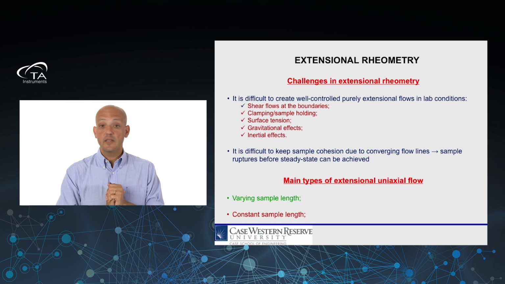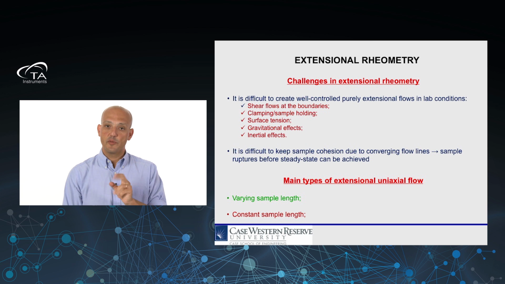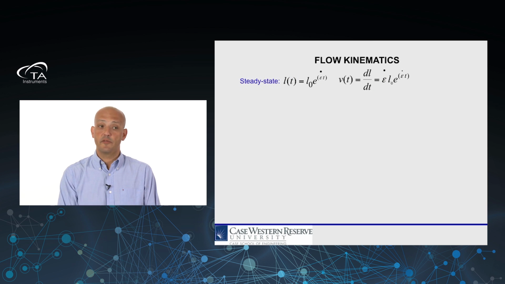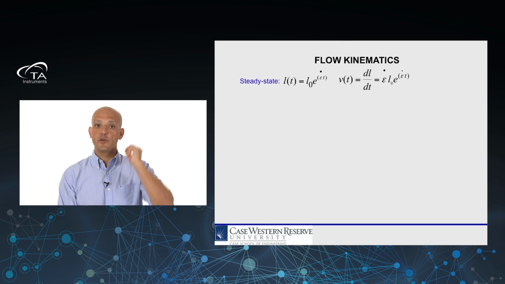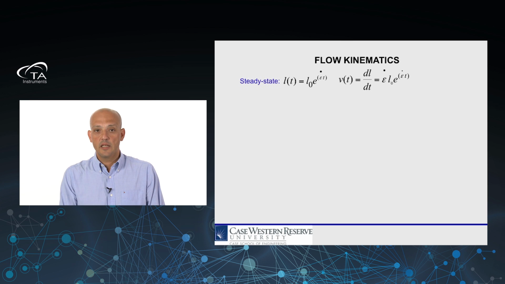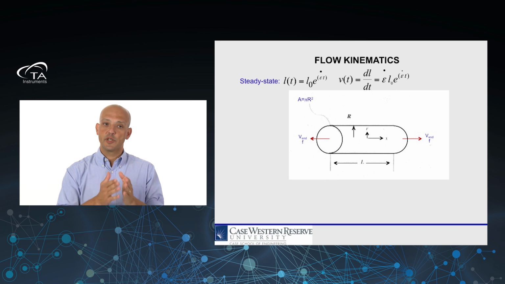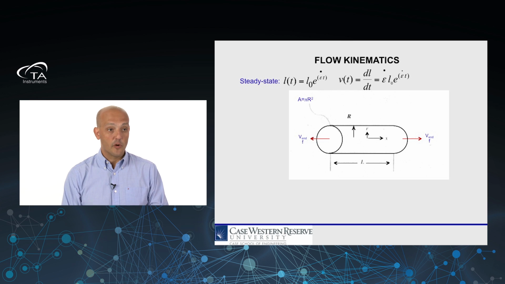Variable sample length or constant sample length. So we'll just briefly go through both of them because these are very important. Going back to the flow kinematics of uniaxial extension, we know that the length of the filament will increase over time exponentially, as will the velocity. So if we have, for simplicity's sake here, a cylindrical sample, we can apply a velocity at the ends and so forth.